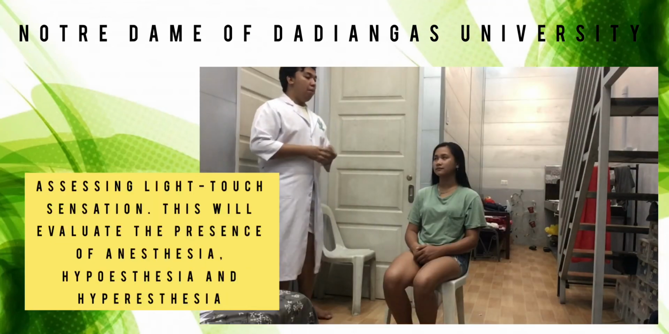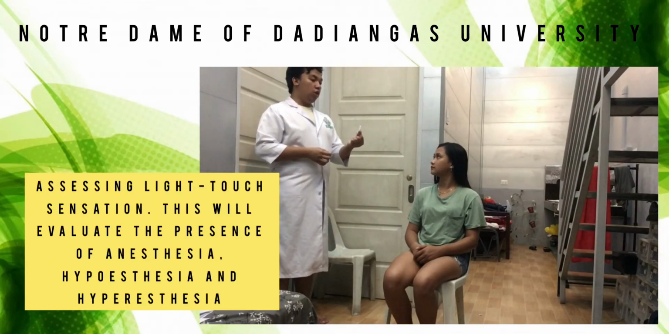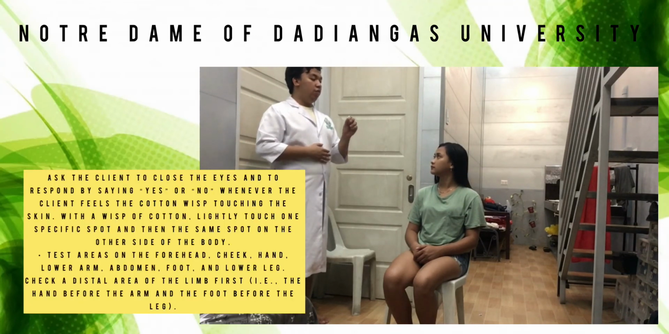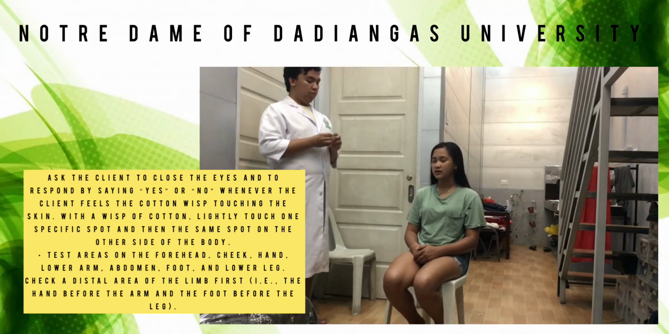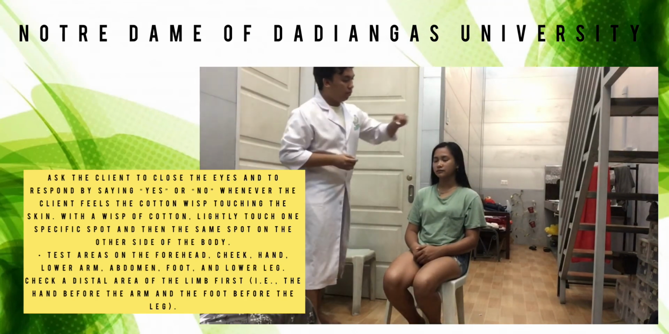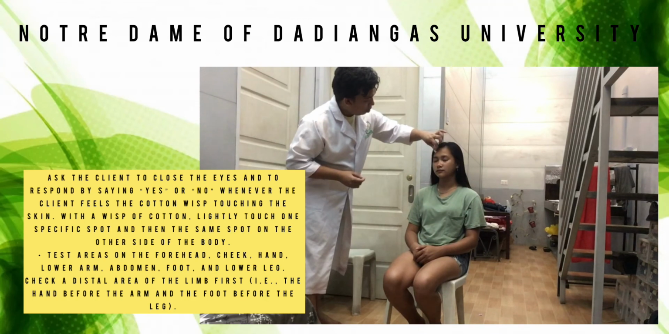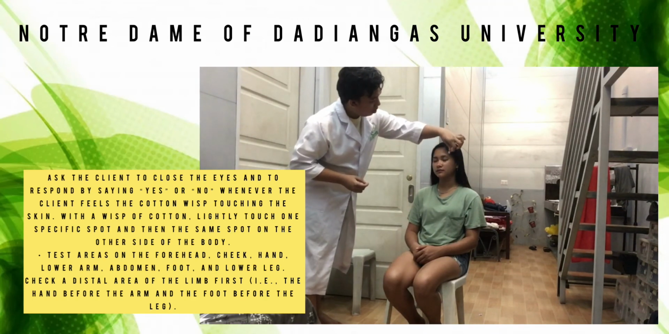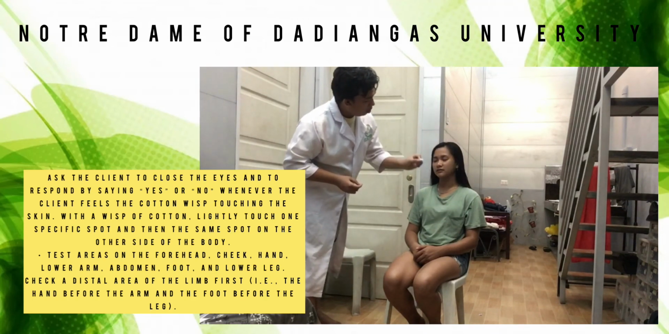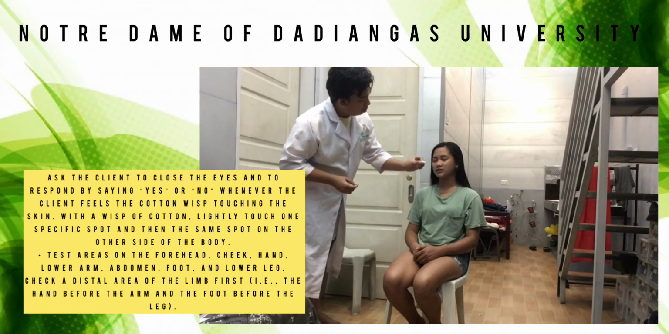So for this, ma'am, I'm going to assess light touch sensation. This will evaluate the presence of anesthesia, hypoesthesia, and hyperesthesia. I'm going to touch specific parts of your body. Ask the client to close the eyes and respond by saying yes if you feel it, or no if you don't, whenever the cotton touches your skin. Kindly close your eyes, ma'am. Test areas on the forehead, cheek, hand, lower arm, abdomen, foot, and lower leg. Check the distal area of the limb first, the hand before the arm and the foot before the leg.